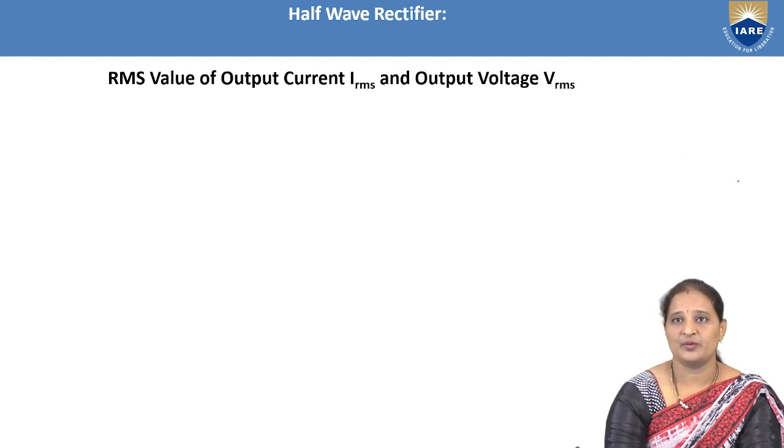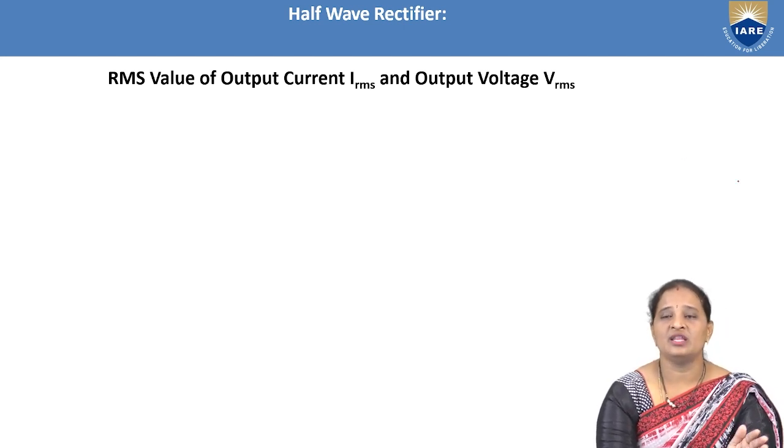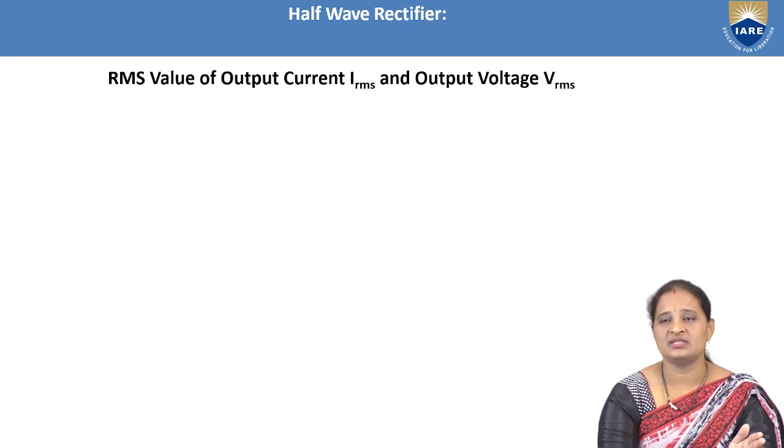Now RMS value. As I told you, in the output of the rectifier, we have AC components as well as DC components. Always we are going to measure the AC components with RMS value. RMS value is nothing but root mean square value. Mean is nothing but average, as we have found just now, and to that we need to take a square, and to that we need to take root. That will give you the root mean square value.